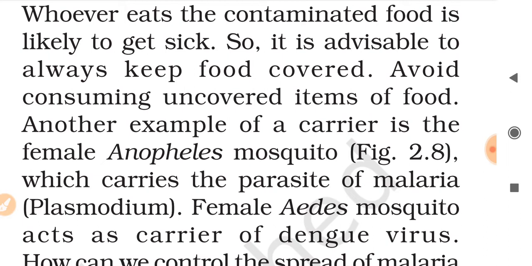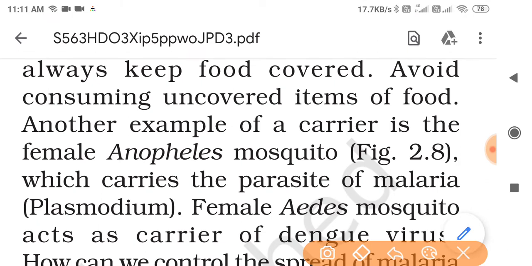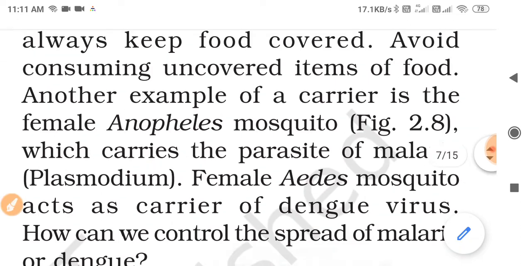Another example of a carrier is the female Anopheles mosquito, shown in figure 2.8, which carries the parasite of malaria. Its scientific name is Plasmodium. The female Aedes mosquito acts as a carrier of dengue viruses. You have to understand that there are different types of mosquitoes: for malaria it is Anopheles, for dengue fever it is Aedes. Both are females.